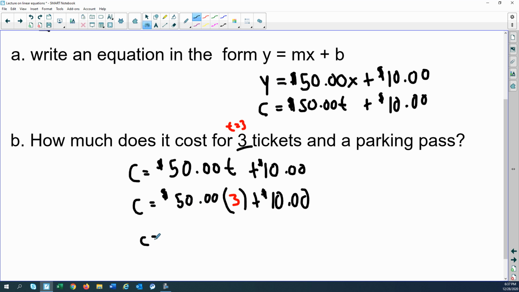So we have the cost equals 50 times 3 is 150, plus the $10. So the total cost is going to be $160 when you combine those. So that's setting up a linear equation to represent your situation and then solving the linear equation for a specific situation. Okay. So I hope that was helpful.